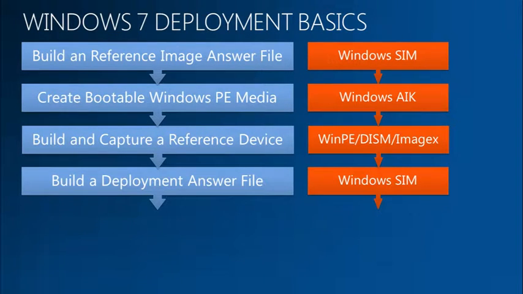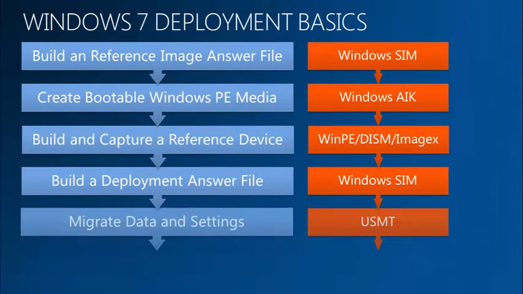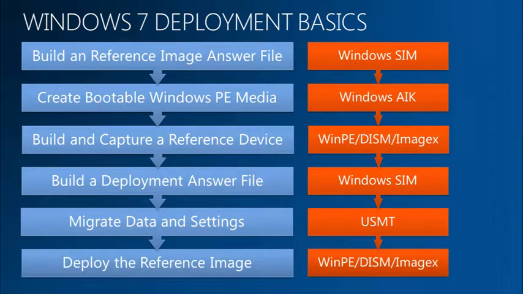And then we take that image that we've engineered and we bolt it back in and we deploy it. So we need another answer file to do the deployment of that image. And we want to migrate user data and settings during that deployment. And then finally, we want to deploy the reference image to the machine. And we have a number of tools available in the toolkit to do this.